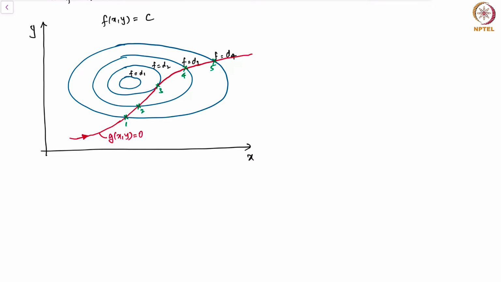Now all of these points, 1, 2, 3, 4, 5, these points that I'm showing, all of them satisfy the two essential requirements, which is f of x comma y equal to c and g of x comma y equal to 0. But what are we actually trying to do here? The problem statement that is actually given to us is maximize f of x comma y subject to g of x comma y equal to 0. I've taken it to be 0, but it could be any constant. It doesn't really matter.